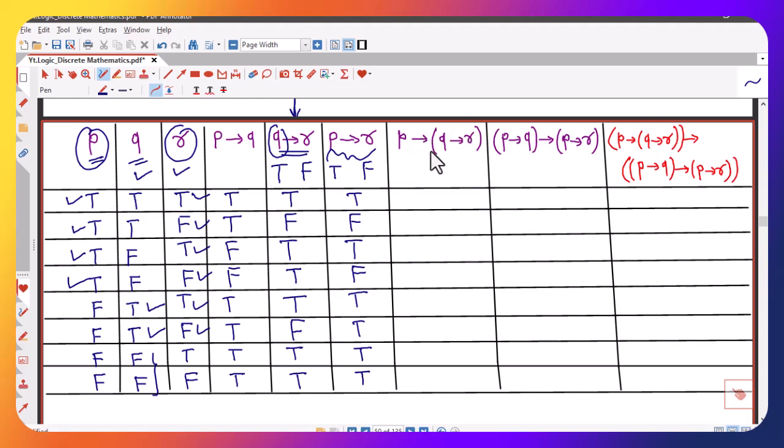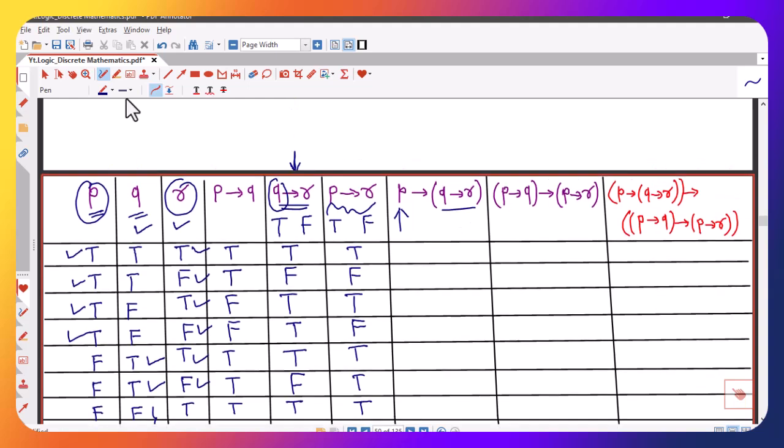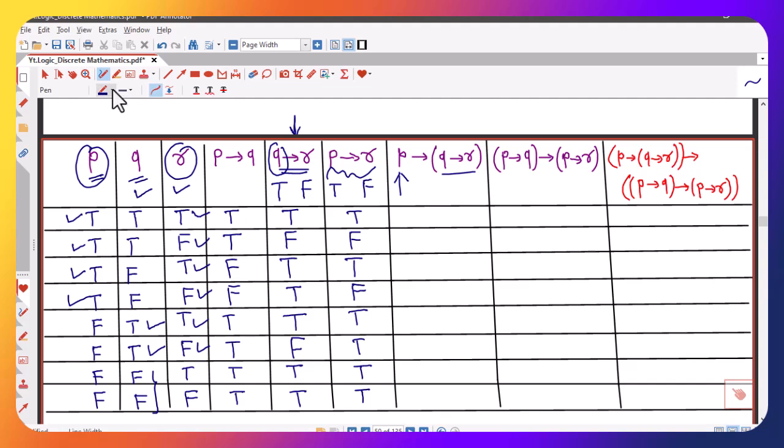Again we have to write down this implication's truth values. The first variable is P, the second variable is Q implies R. So now I have to observe these columns, the column corresponding to P and the column corresponding to Q implies R, and this is false if P is true and Q implies R is false. That is, if the first one is true and the second one is false.